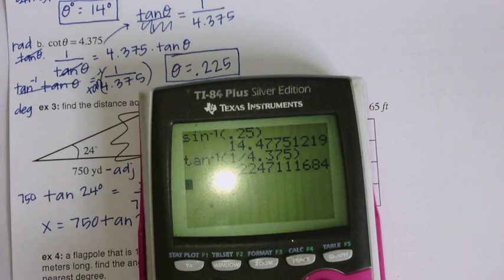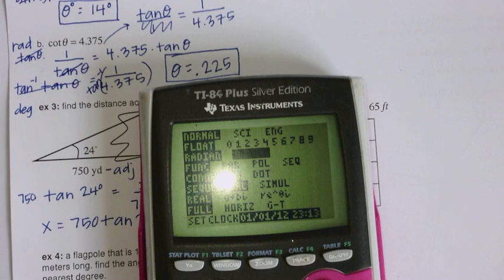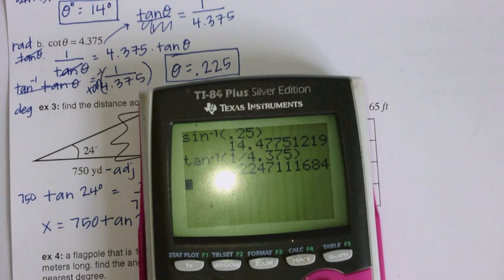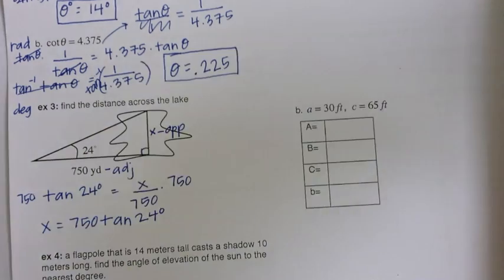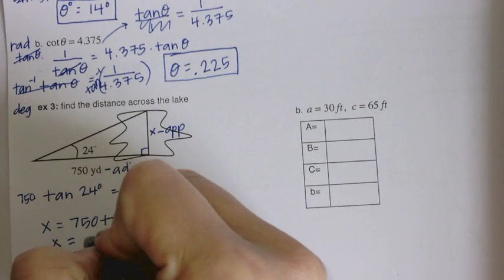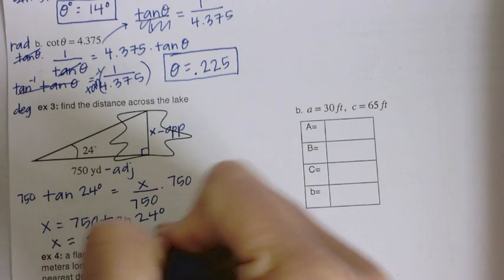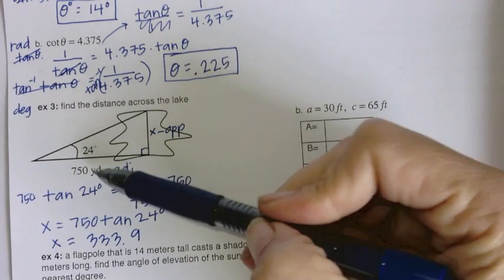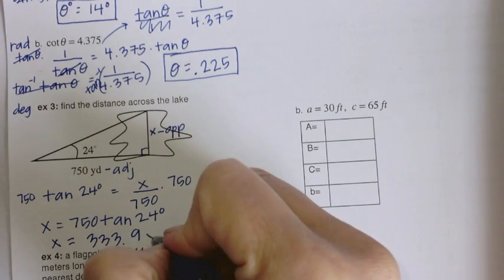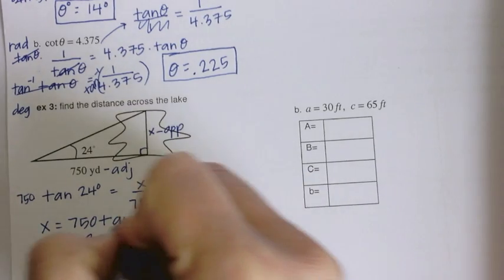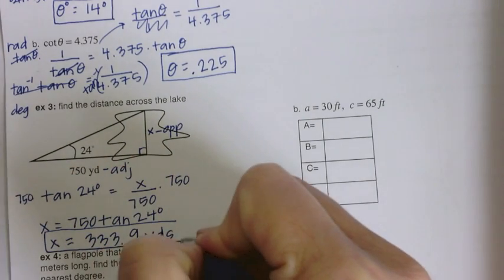So I have to go back through my calculator, switch it back to degrees, and then do 750 tangent 24 degrees. And our directions, because this is the side of a triangle and not one of the angles, are to round it to the nearest tenth. So that's going to be x equals 333.9, and we have yards as our measurement, so we're going to use our unit and put it there.